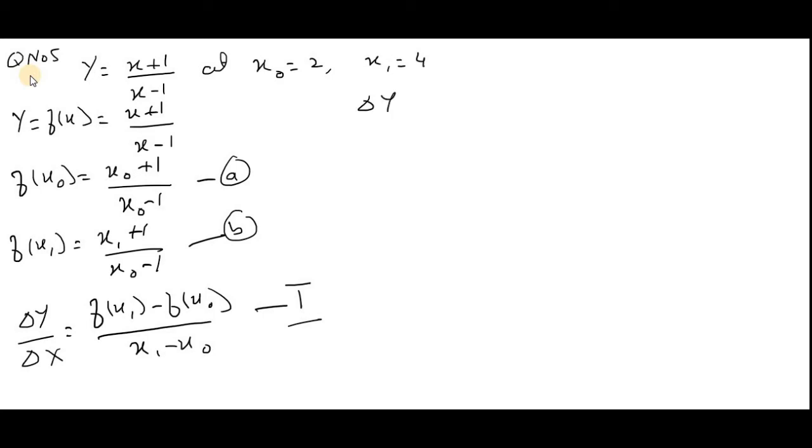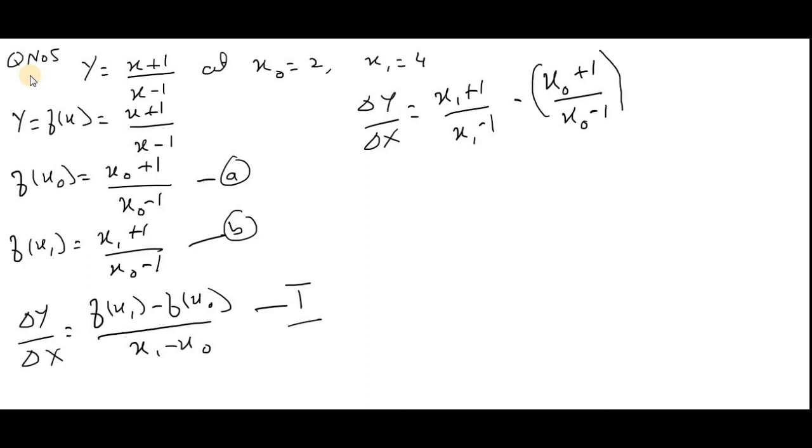We get delta y by delta x is equal to (x1 plus 1 over x1 minus 1 minus x0 plus 1 over x0 minus 1), and we can put the brackets here so that we can change the sign easily after taking the LCM of this, divided by x1 minus x0. Now here we can put the values of x0 and x1 and then simplify it.